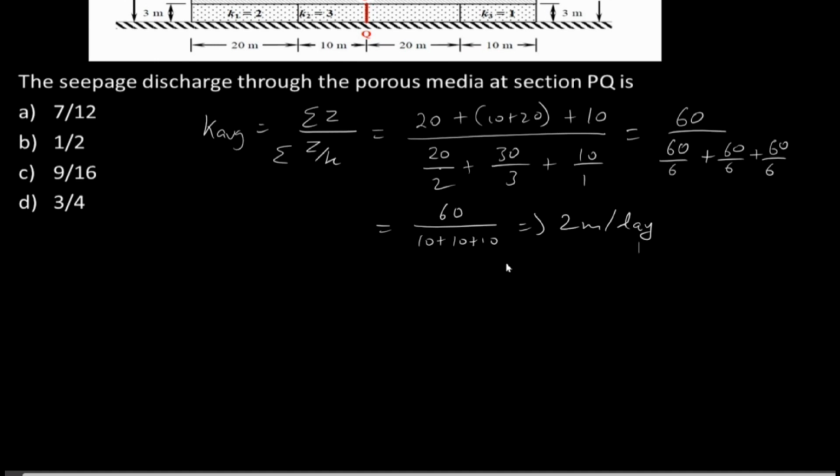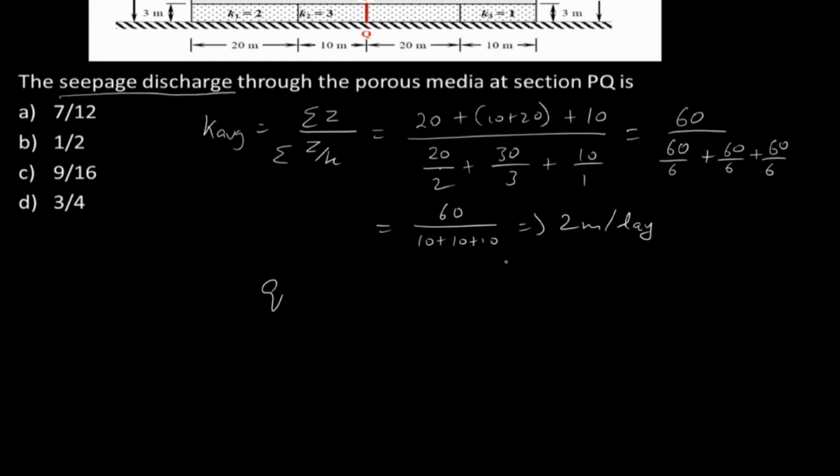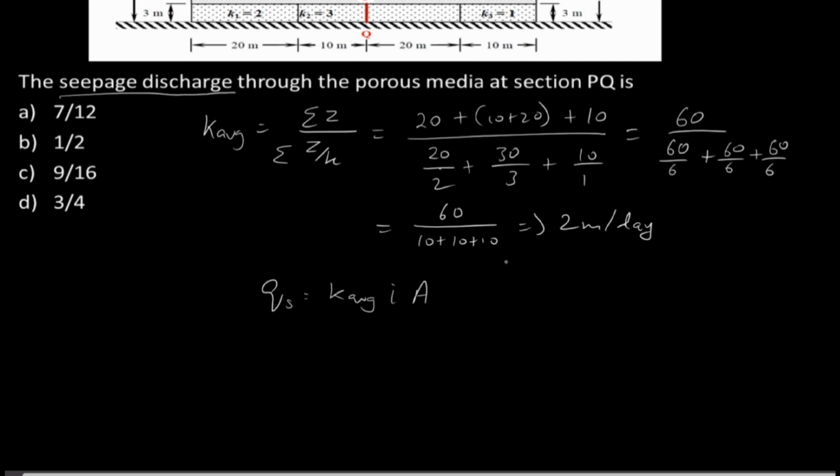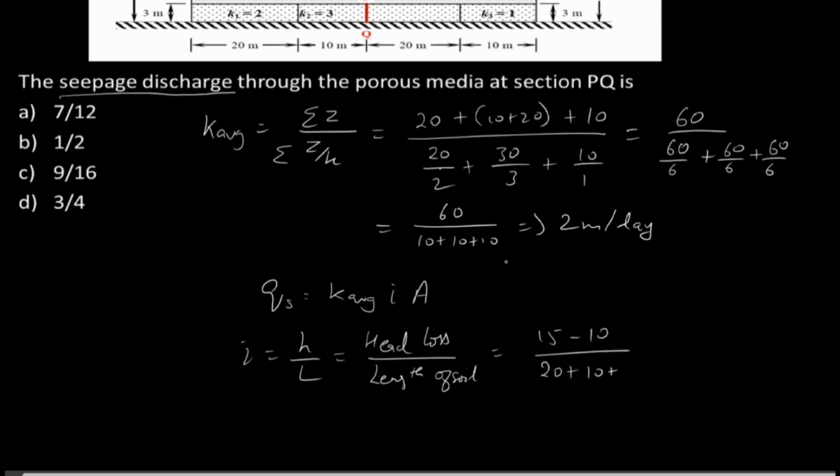Now they have asked us to find out the seepage discharge. So seepage discharge Q is equal to K I A. So I will be nothing but H by L, where H is head loss by length. Head loss will be equal to 15 minus 10 divided by total length, which will be 20 plus 10 plus 20 plus 10, which is 5 by 60.